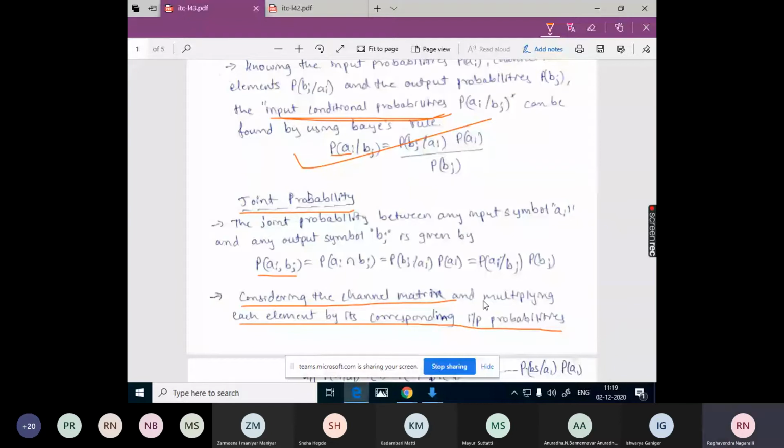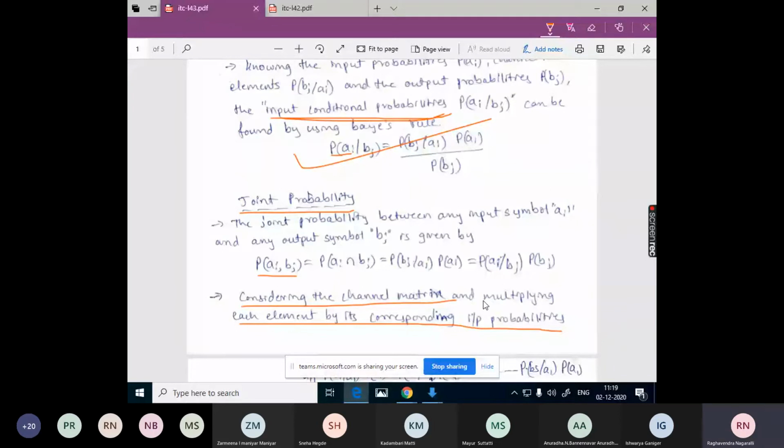Similarly for all the rows, up to the last row where the input symbol is AR, the addition of all these probabilities will give you the probability of AR. This is the second property. If we add all the elements of the JPM column wise, we get output probabilities. If we add all the elements row wise, we get input probabilities.